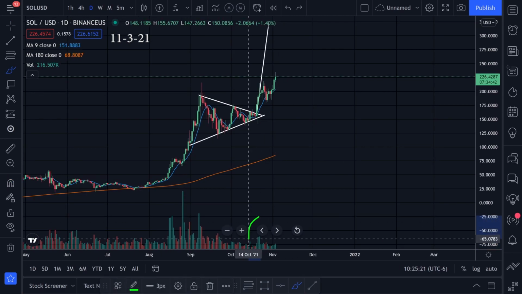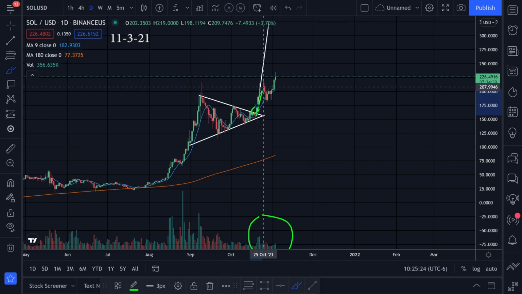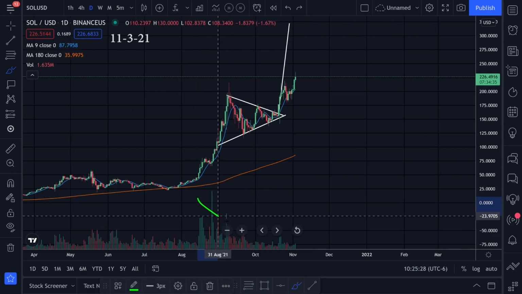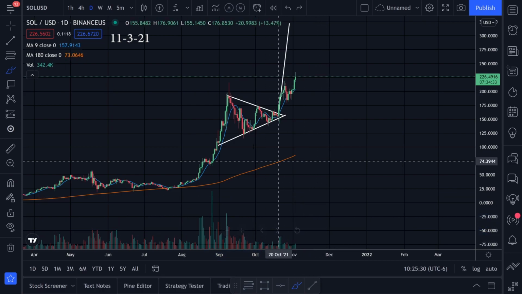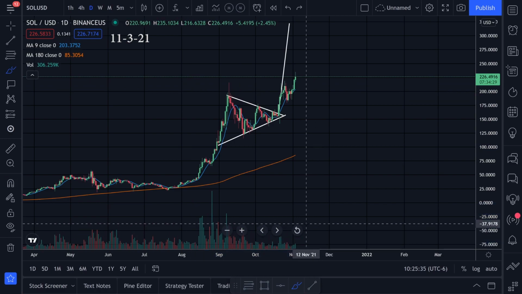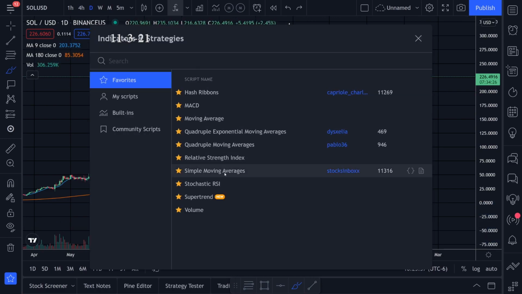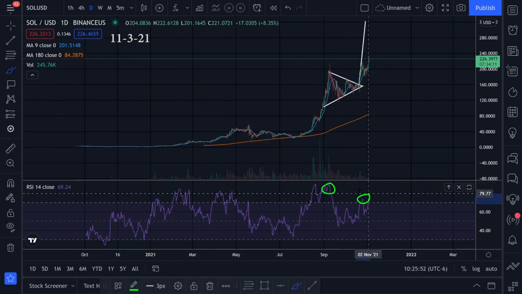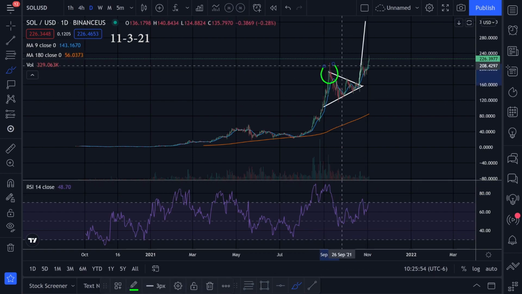So it looked like we got some green volume coming out of this breakout right here, so that's pretty good. The only thing I don't really like is that the volume is kind of declining right now. We're getting higher highs and we're getting lower volume, kind of like on Ethereum. The other thing I wanted to check out is the RSI. So on the RSI, we're getting lower highs and then we're getting higher highs on the price.